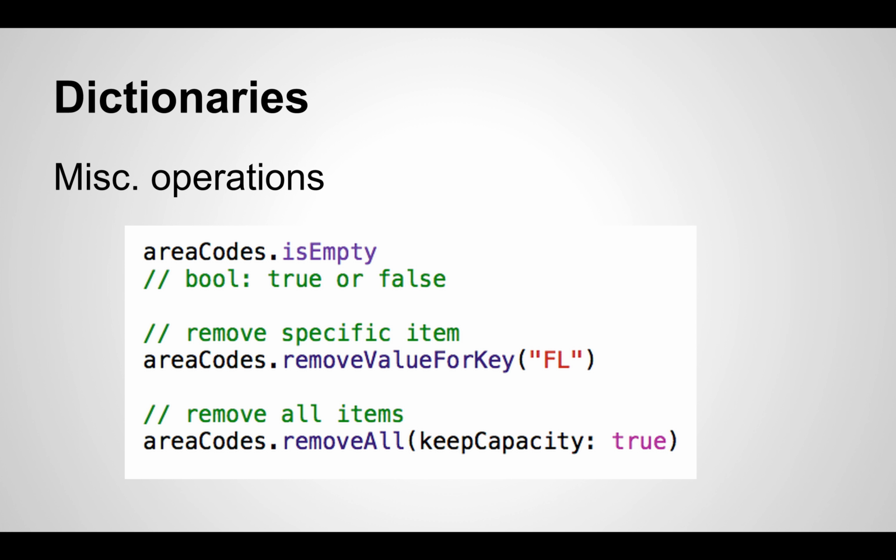And here, keepCapacity again, true or false. That's for memory. If you put true, this is going to take more space in memory. And if you put false, it's going to take less space in memory, but it will be slower. Okay, and that's all you need to know for arrays and dictionaries.